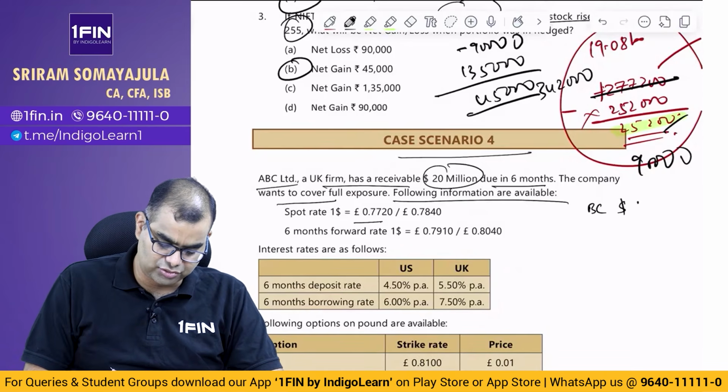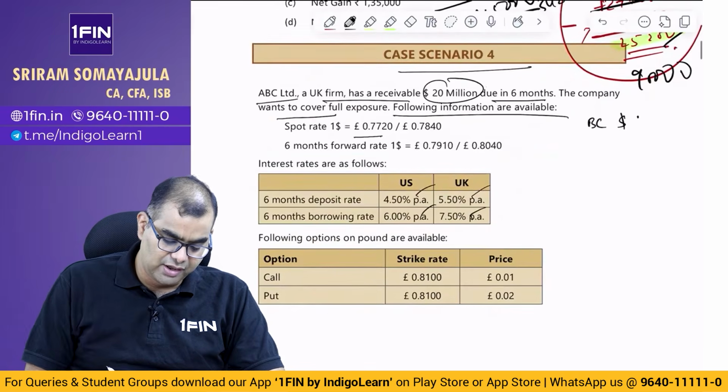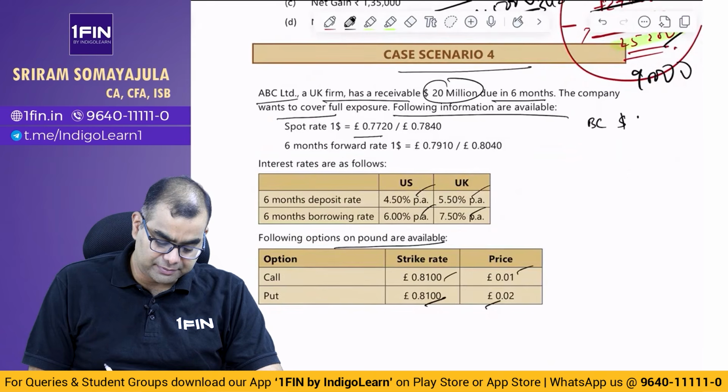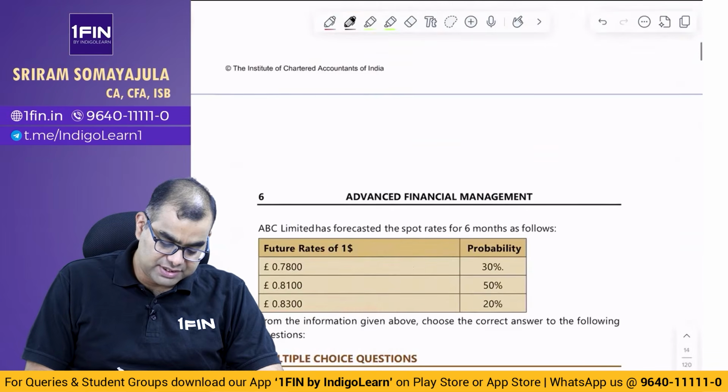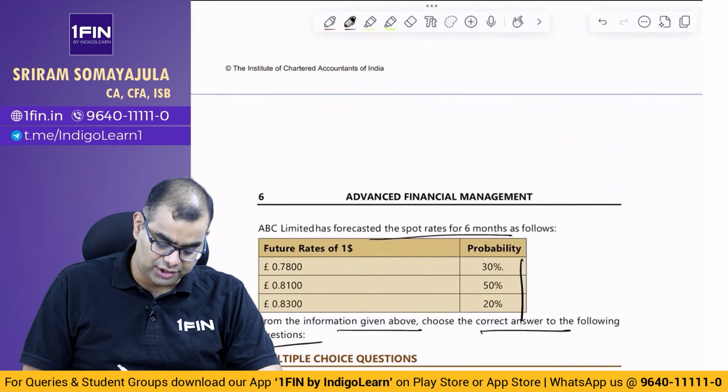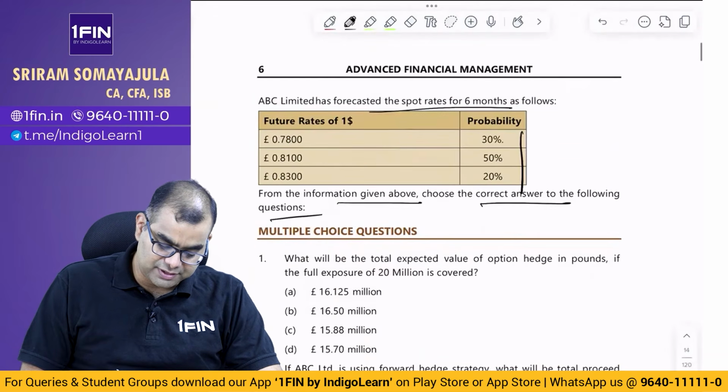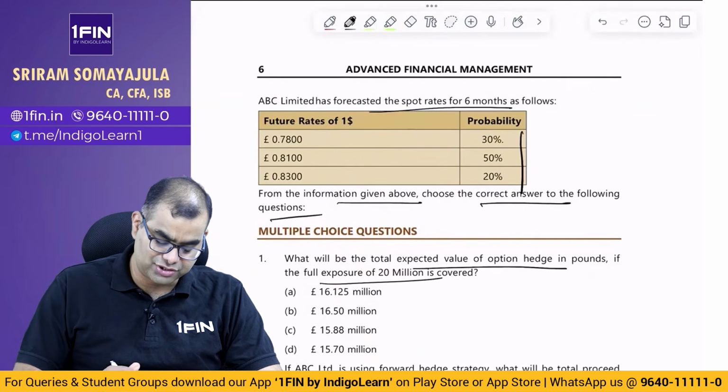Interest rates are as follows. US is so much, UK is so much, deposit and borrowing both are given. Following options on pounds are available, with strike price for call and put. ABC has forecast the spot rate for 6 months as follows, with probability weights. Using the information given, choose the correct answer to the following questions. What will be the total expected value of option hedge in pounds? The full exposure of 20 million is covered.